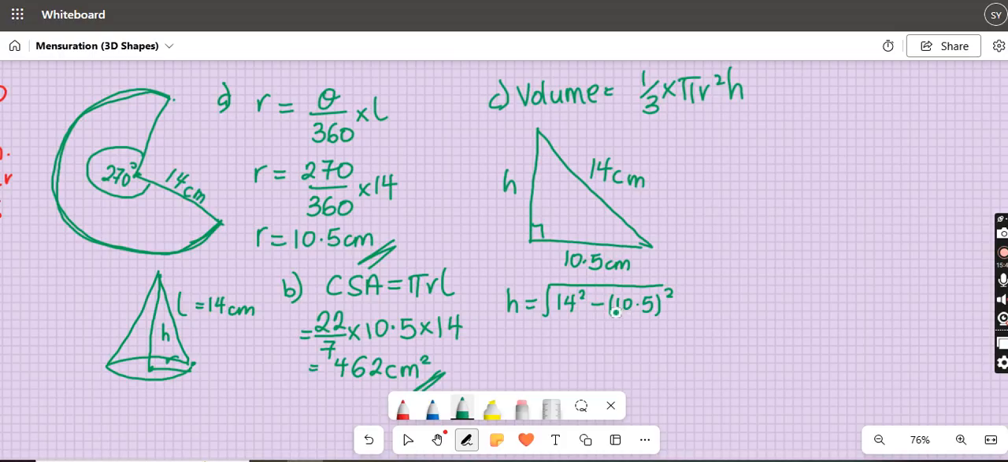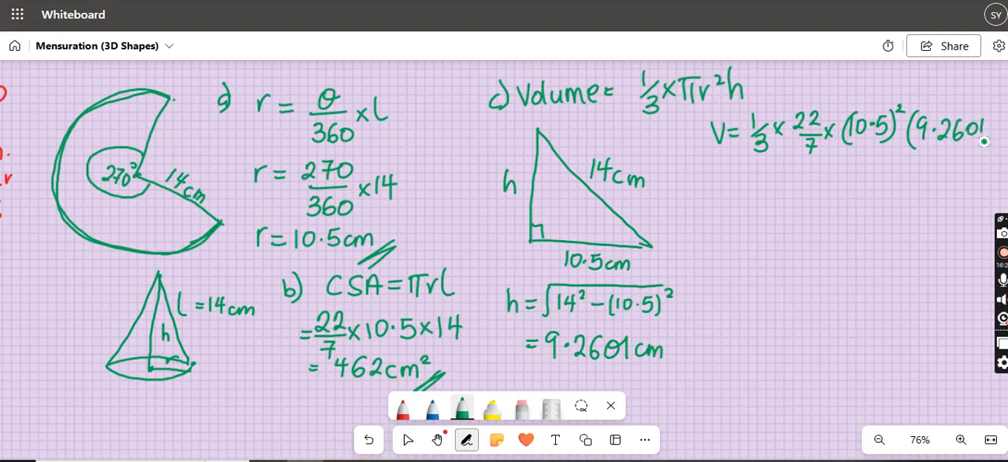Now let's compute it together. 14 squared minus 10.5 squared, square rooted. This should give us 9.2601 centimeters to 4 decimal places, because we are going to reuse it. Let's not do a premature approximation. So let's use that in our formula: 1/3 pi r squared h, 1/3 times 22/7 times 10.5 squared times h. H was found to be 9.2601.